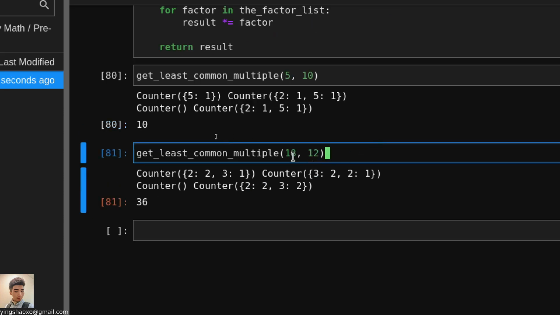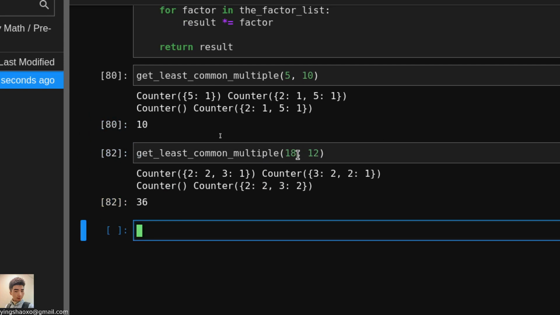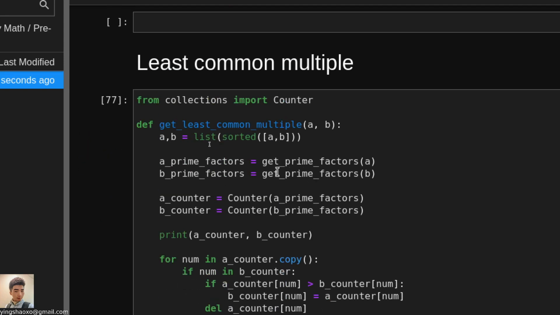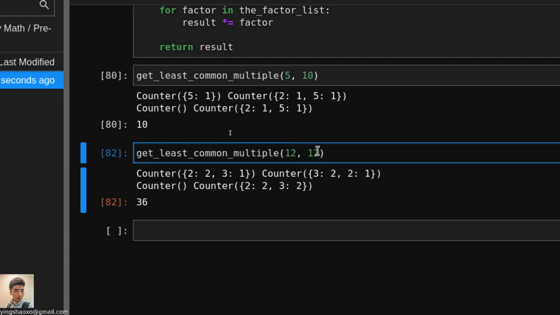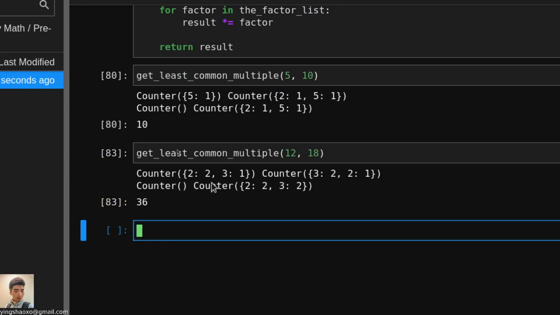Now let's go to the next one. For the next one, we got 18 and 12. It's not right, because at first I did it wrong. So when you put this in here, you better change the order to get a more obvious result. For the 12, we get 2 factors: 2, which appears 2 times, and 3, which appears 1 time. And let's do a comparison. For 2, is it in counter B? Yes, it's in counter B. And the 2 appears twice in counter A, and in counter B, it appears 1 time.